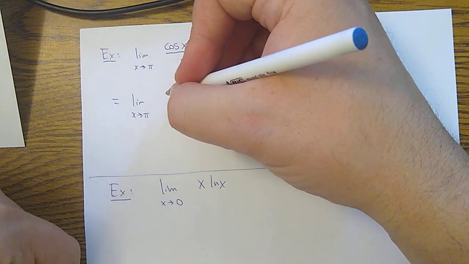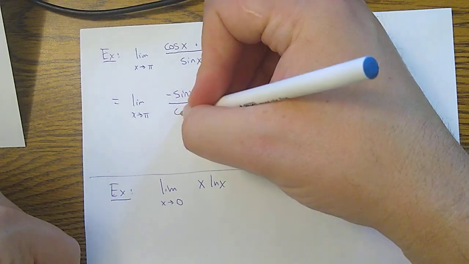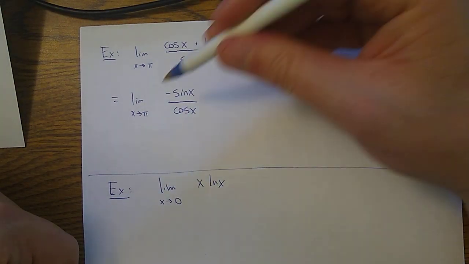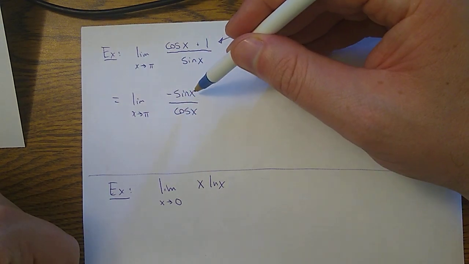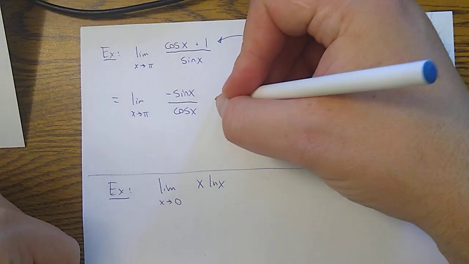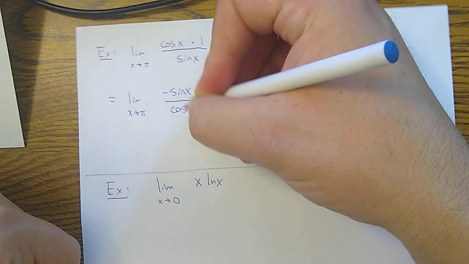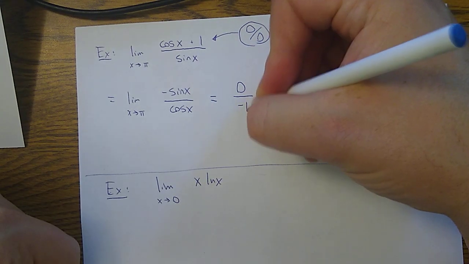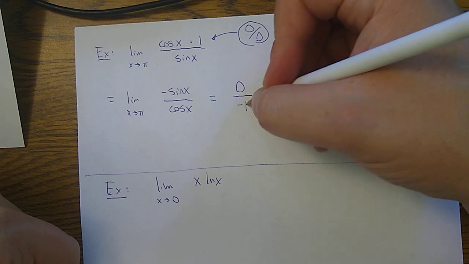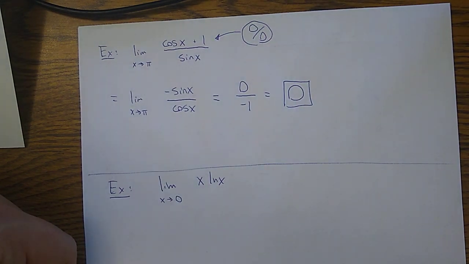Derivative of the top is negative sine x. Derivative of the bottom is cosine x. And now I ask myself, can I plug in pi for x? And it looks like I can, because sine of pi is 0, cosine of pi is -1. So I wasn't getting 0 over 0 anymore. I was getting 0 over -1, which is fine. That's just 0.